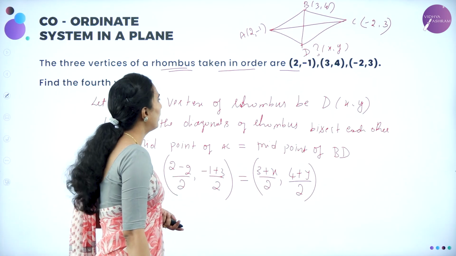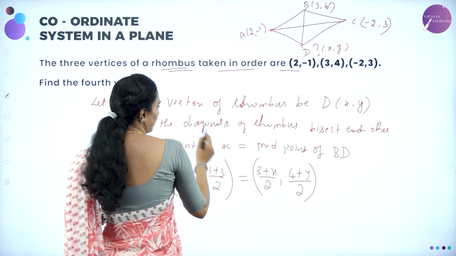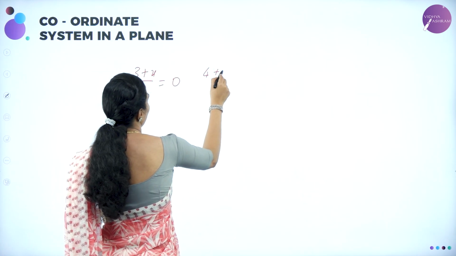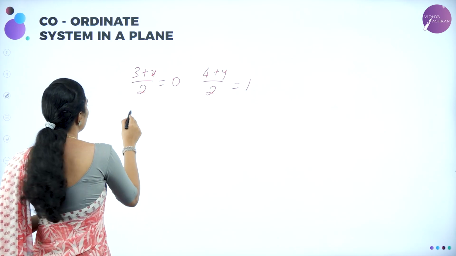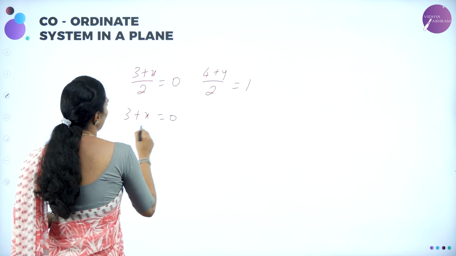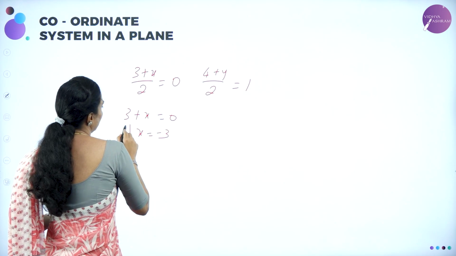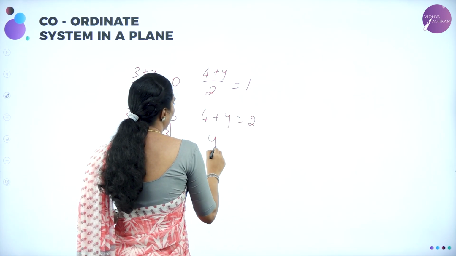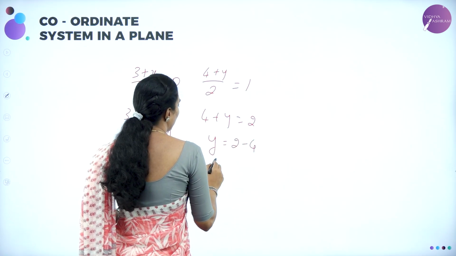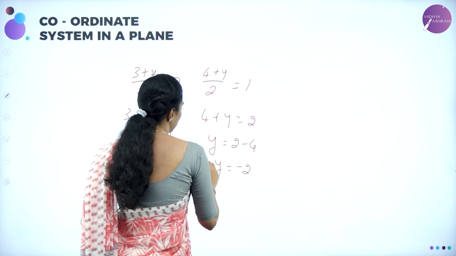Equating the y coordinate to 1. So what are you going to get? What is that y coordinate? 4 plus y divided by 2 is equal to 1. 0 into 2 is 0. So 3 plus x is equal to 0, x will be equal to minus 3. And then 4 plus y is equal to 2, or y will be equal to 2 minus 4, or y will be equal to minus 2.